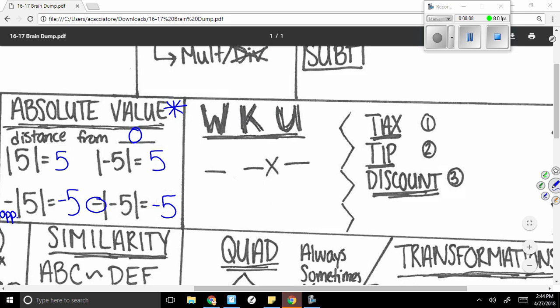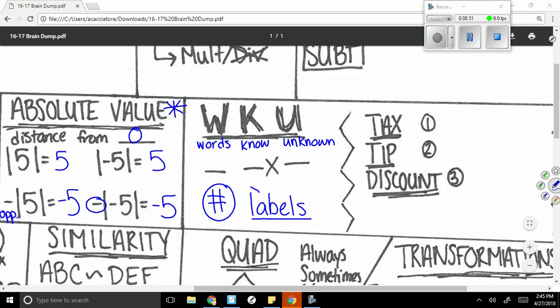Now, WKU. The W stands for words. The K stands for what you know. And the U stands for what is unknown. So we like to circle our numbers and underline our labels, and that helps us out. Those labels go straight into the words section.